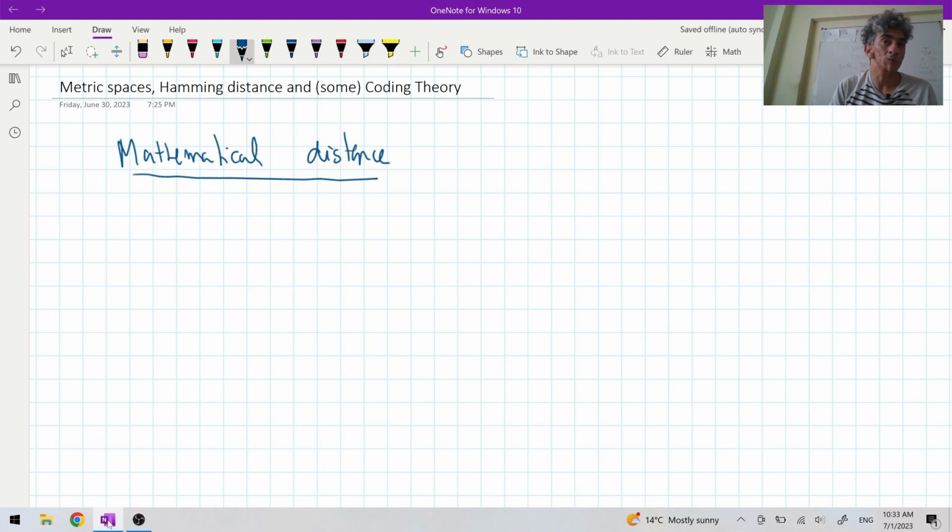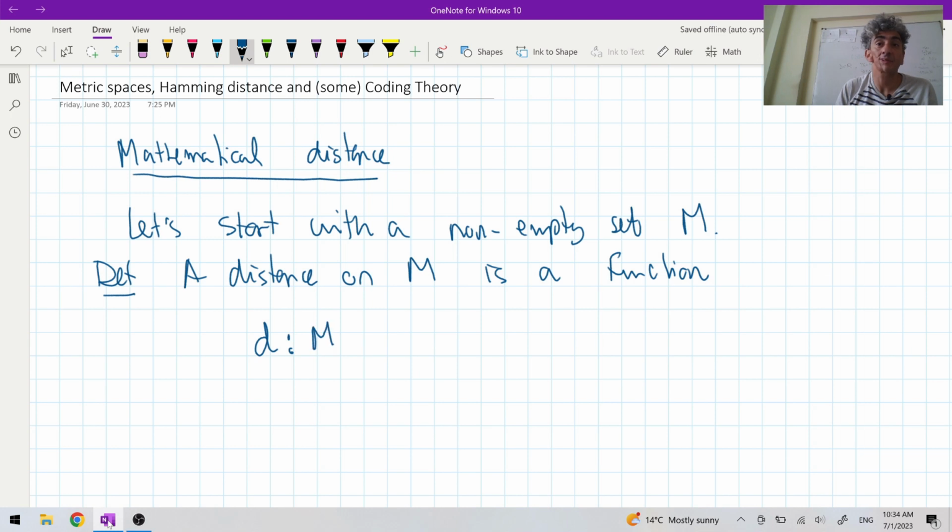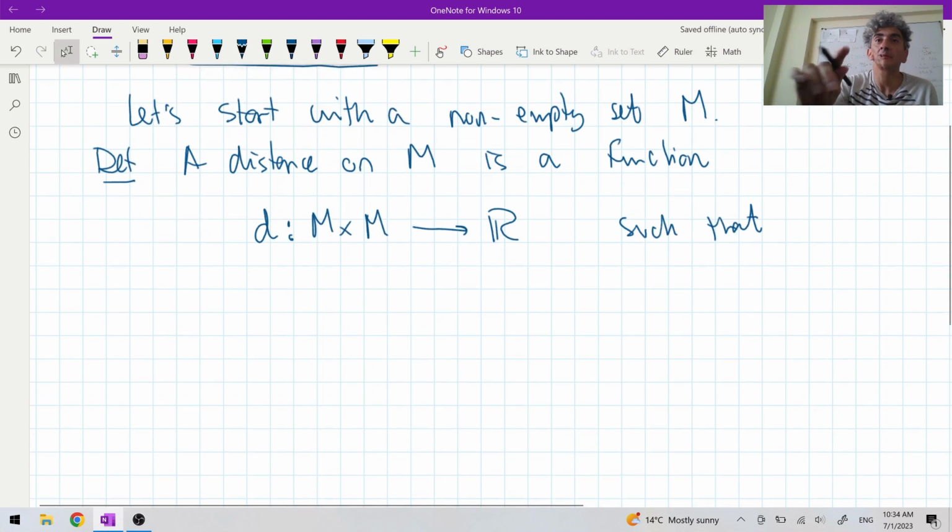So let's start with a base set called M. Let's start with a non-empty set M. So we need to define a distance on M. A distance on M is a function D that takes two elements of M and assigns a real number such that, okay, we're going to ask this function to fulfill certain requirements.